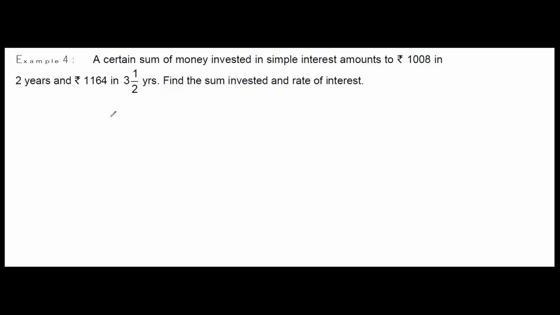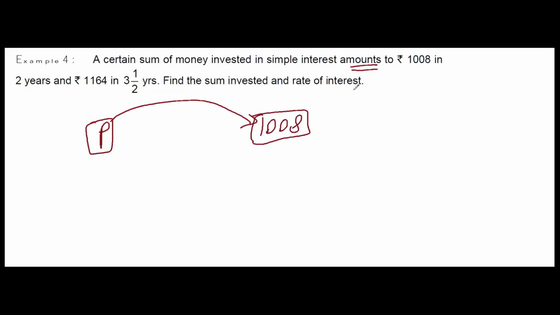You have understood this? A certain sum of money invested in simple interest amounts to 1008. Okay, so a certain sum of money, I don't know what that is, but that is getting amount to how much? 1008. So what is this? This is your amount. Okay, so we have the formula, amount is equal to P plus I, invested in 2 years. Okay, in 2 years. So my time is given to you, that is 2 years. Fine. A rate is not given, that I need to find.